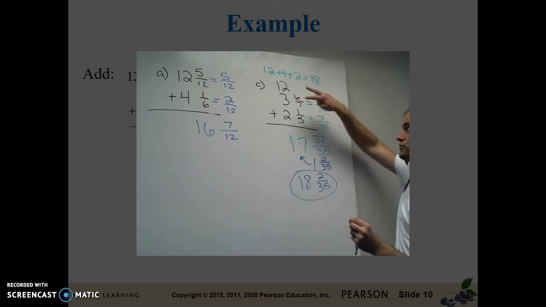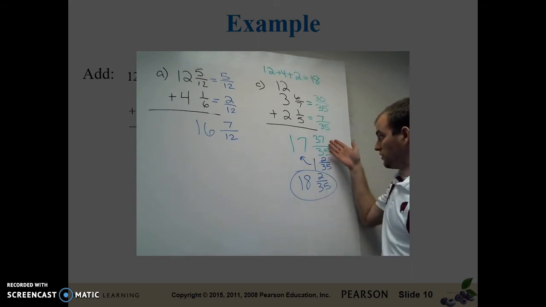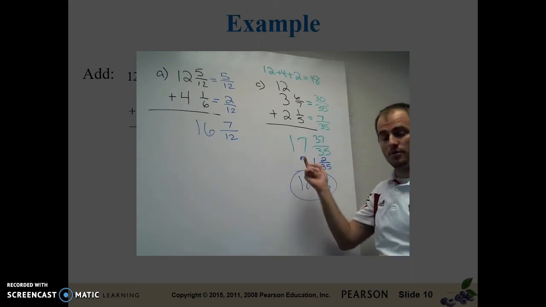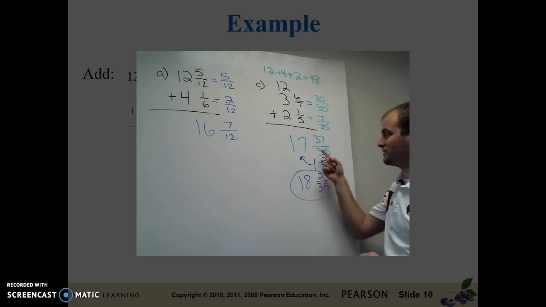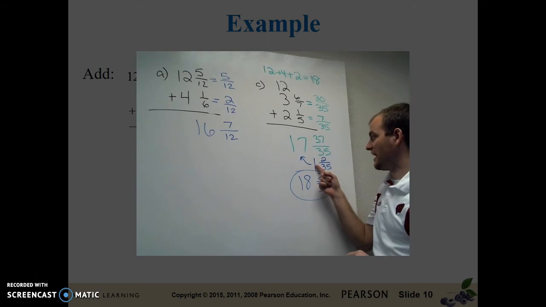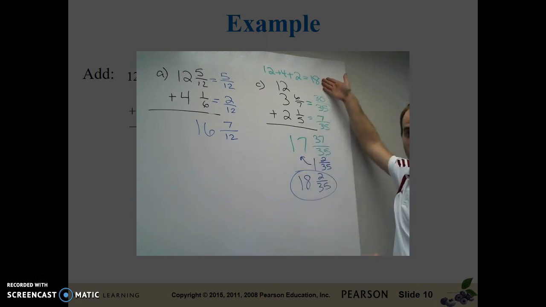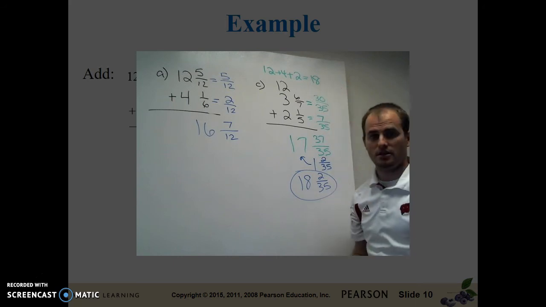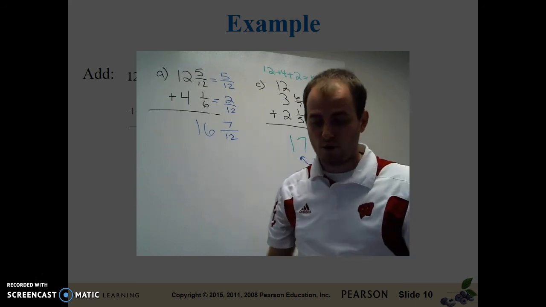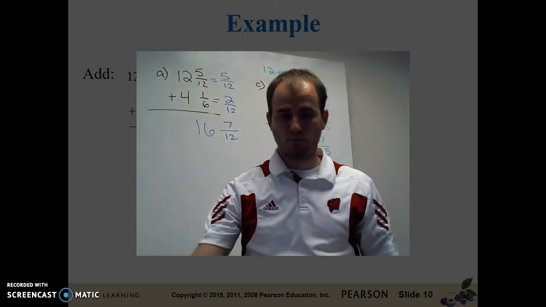So if your two fractions together add up to more than 1, you're going to have to convert that improper fraction to a mixed number, and add the whole numbers together. Okay, so our estimate was 18, and we got 18 2/35. So why don't you try letter D on your handout right now.